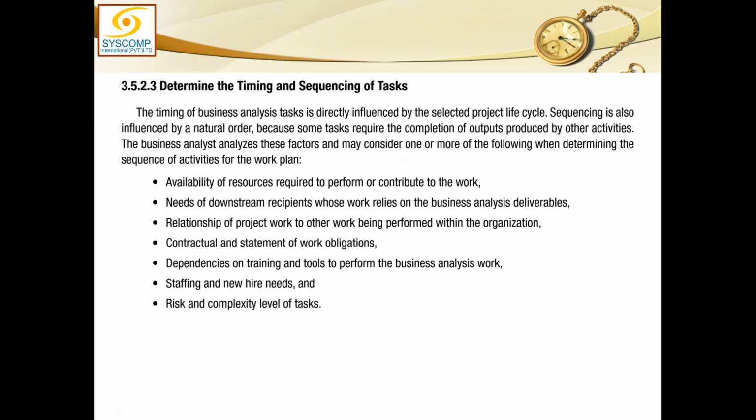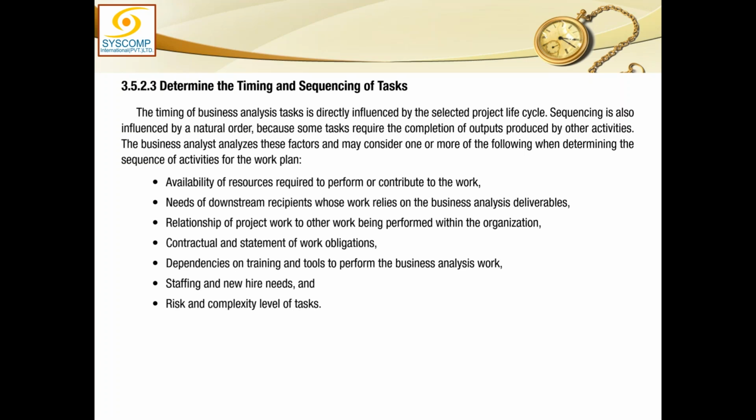Then is determining the timing and sequence of the activities. You see, just like in project management, after we have decomposed the work, only then can we start, when we have the activities or tasks in front of us. Then is the time to sequence those activities or tasks. Timing of business analysis tasks is directly influenced by the selected project lifecycle. Sequencing is also influenced by a natural order because some tasks require the completion of outputs produced by other activities. So if there is a requirement where a certain number of activities should have been completed before the subsequent activity can be created, in that case, we have to wait. The business analyst analyzes these factors and may consider one or more of the following when determining the sequence of activities for the work plan.